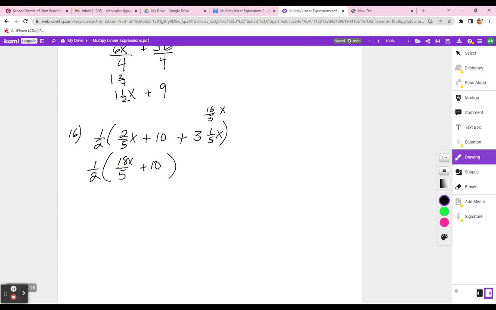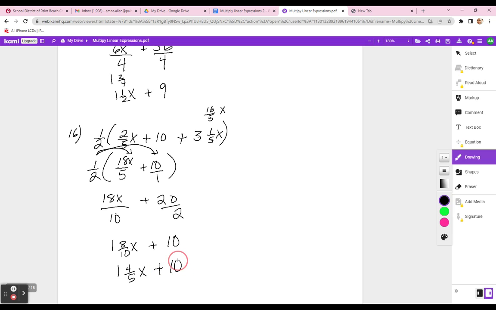All right, we can go ahead and turn this into a fraction and then distribute. So this will give us 18x in the numerator. 2 times 5 is 10. We'll distribute this to this. And we'll get 20/2. And then we can simplify that some more. 10 goes into 18 one time, and 8/10 left over. x plus 10. We can actually reduce that to 1 4/5 x plus 10. Okay, and this concludes this lesson on multiplying linear expressions.